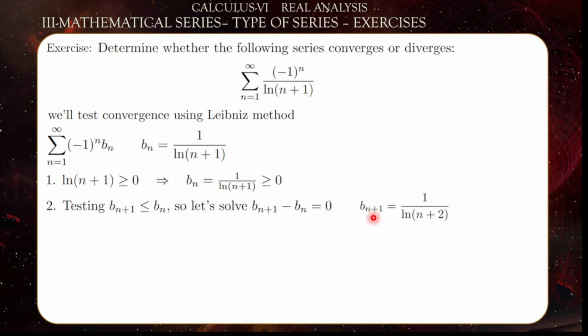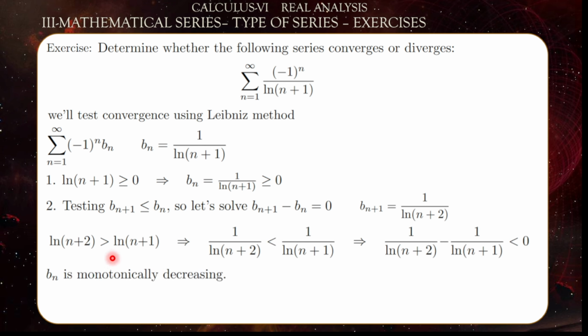With b_{n+1} is simply 1 divided by ln of (n+1) plus 1. We simply replace n by n+1, which is 1 over ln of (n+2). So now ln of (n+2) is greater than ln of (n+1). Hence, 1 divided by ln of (n+2) is less than 1 divided by ln of (n+1), because this is the inverse.